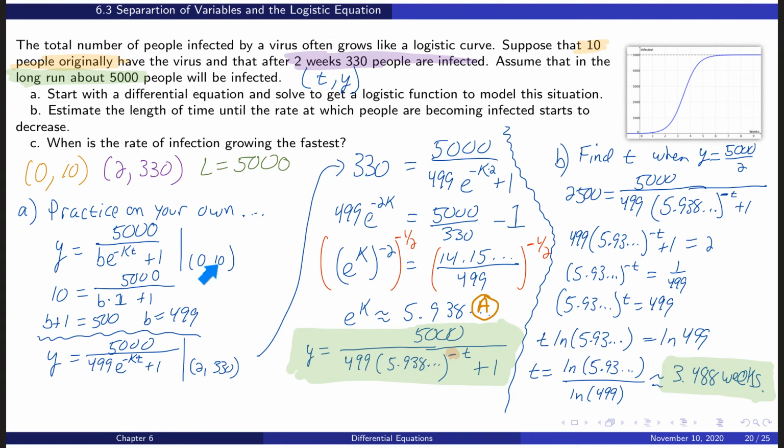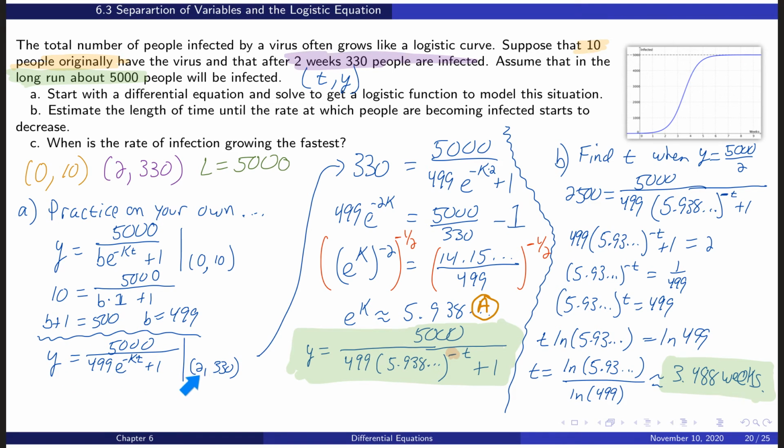First ordered pair is 0, 10. If I plug 0 in for t and 10 in for y, we get this statement here. Cross multiplying, I'm going to bring the 10 over here and get 500. b times 1 plus 1 is on the left side. Subtract 1, you get b is 499. Now we have one more constant to find, the k.